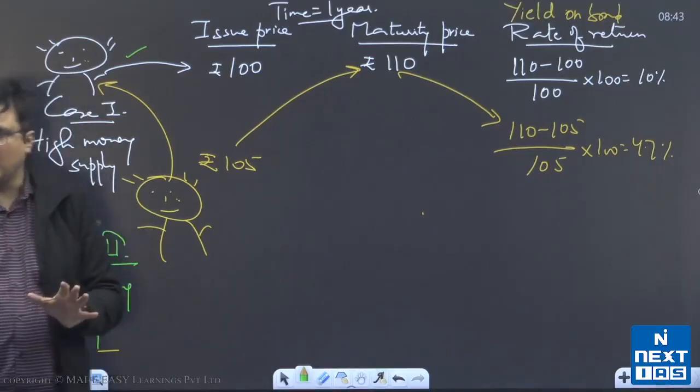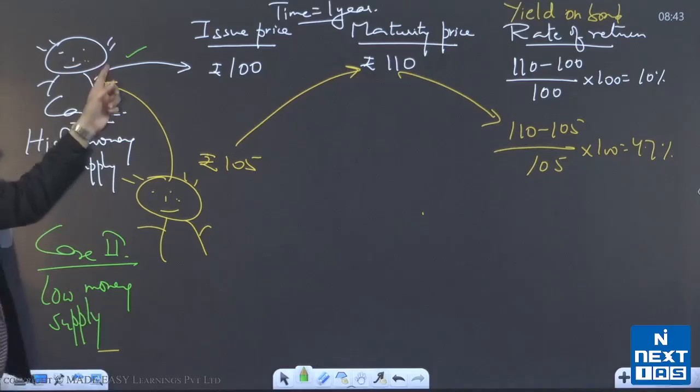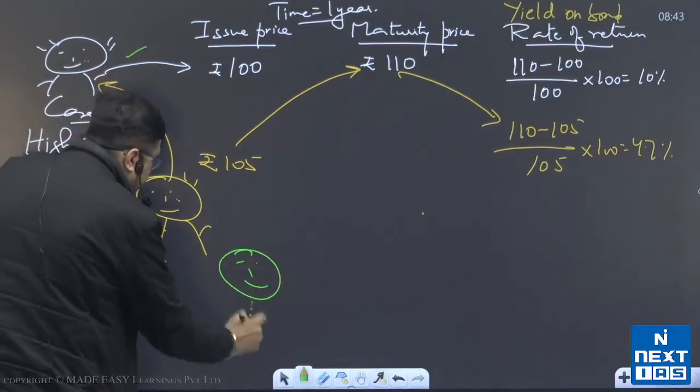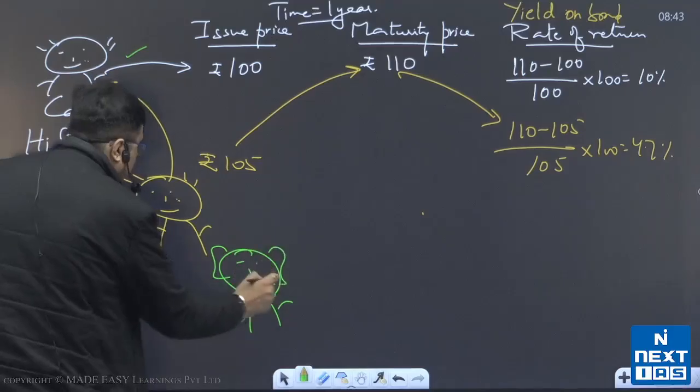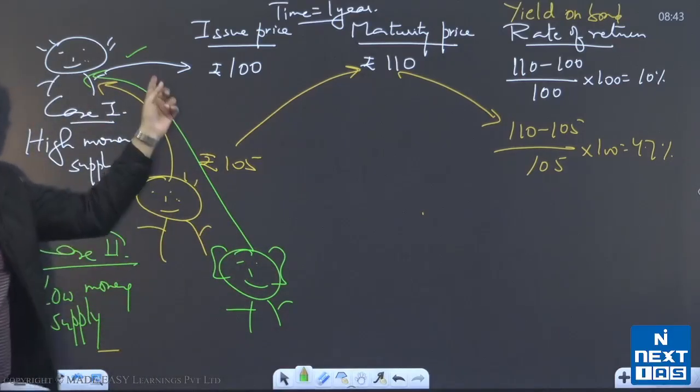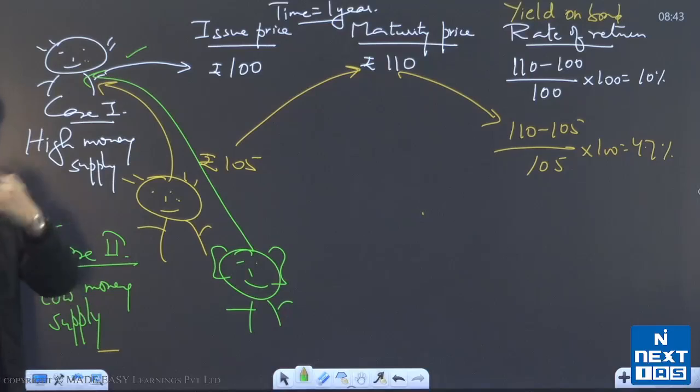So what do you do now? What you do now is you say that, look, I'm willing to sell the bond. Suppose you have this green person. This fellow says, okay, I'll buy your bond. But since this person knows that you are desperate and everybody is selling bonds now, that kind of a market, money supply is low.